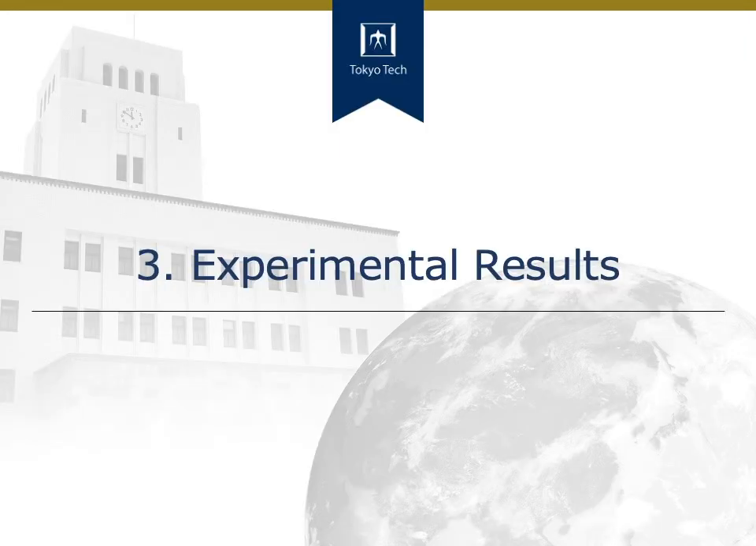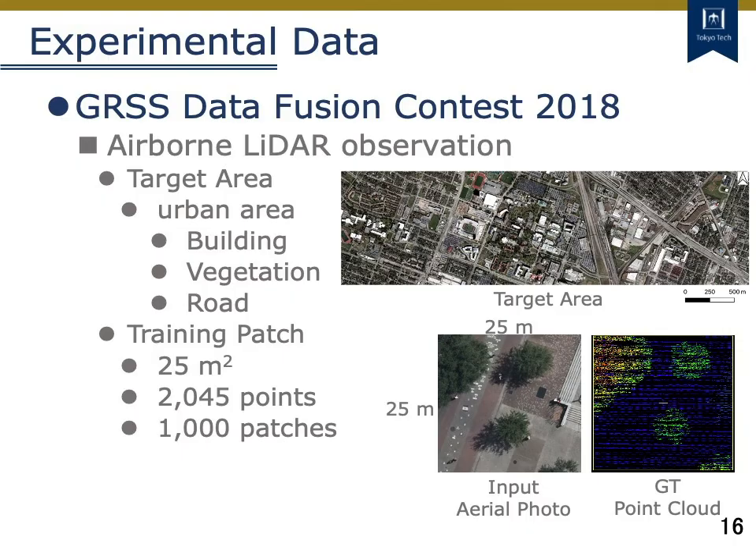Here, I will talk about experimental results for the evaluation of our method. For this experiment, we used GRSS Data Fusion Contest 2018 data including aerial photo and point cloud. The target area is an urban area as shown in the upper figure. This area contains buildings, vegetation, roads, and so on. For training our model, we split aerial photo and point cloud into small patches from the original large point clouds due to limitation of GPU memory. We define the patch size as 25 square meters. Additionally, we subsample into the same number of points in each patch.